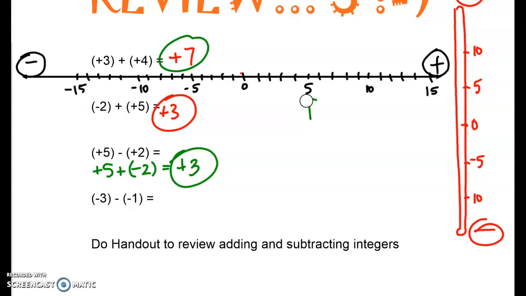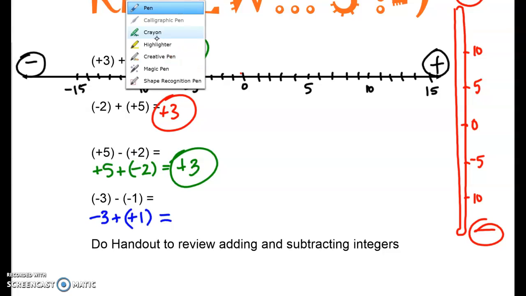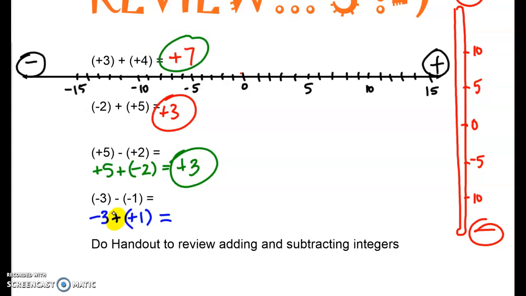All right, let's look at the last question here. Negative 3 subtract a positive 1. Now, we're always going to add the opposite. So let's write this as negative 3 plus, now we're adding the opposite, and so we will add a positive 1. Okay, so we consider adding the opposite when we see the subtract sign there. We always want to have that add right here.